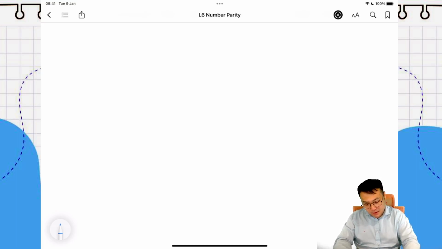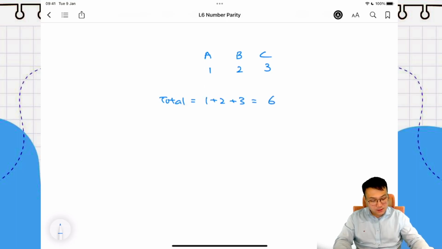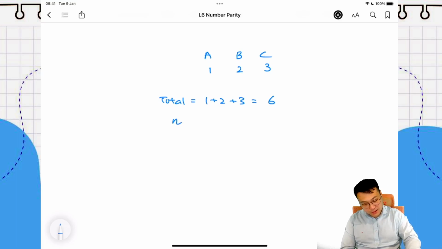Just imagine there are 3 students, A, B, and C. Student A has 1 sweet, student B has 2 sweets, student C has 3 sweets. First I'm going to ask you, what is the total? Obviously, you take 1 plus 2 plus 3, and you'll tell me that there's a total of 6 sweets. Next, how many people are there? N represents the number of people. The number of people is 3: A, B, and C.